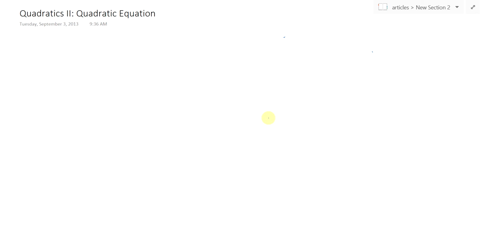Okay, so we're going to continue with quadratic equations. And the problem is that sometimes factoring doesn't work. And so we need to figure out other ways to handle quadratic equations. So here's a quadratic equation.